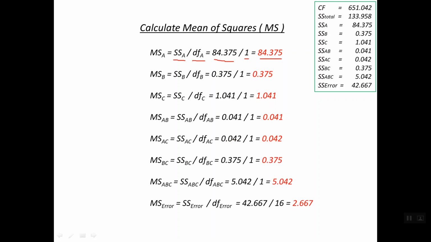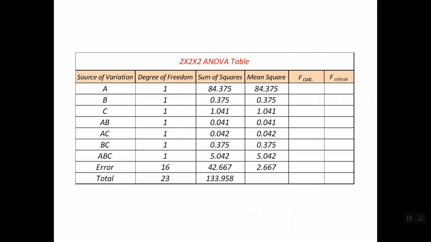And we can calculate the MS for the error. Notice that the degrees of freedom for the error is 16. This is the SS for the error, and the degrees of freedom for the error is 16. So the mean square for the error is 2.667. So we fill the values of the mean square inside the three-way ANOVA table.